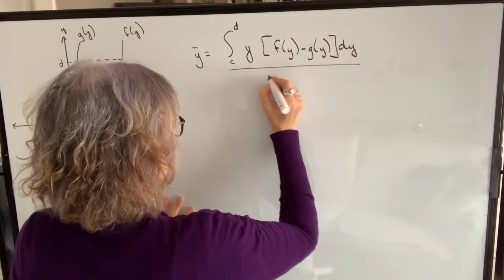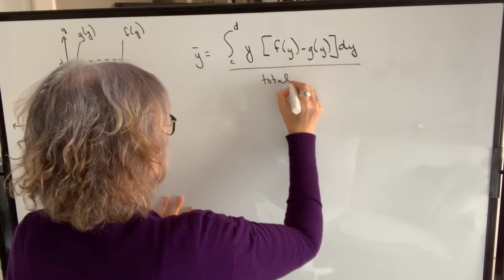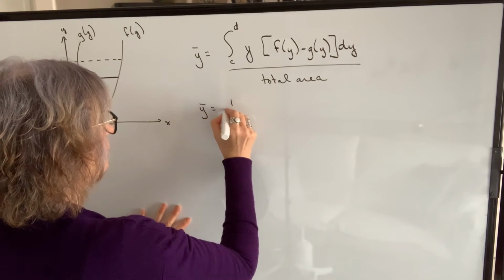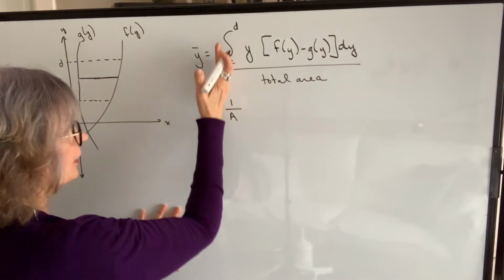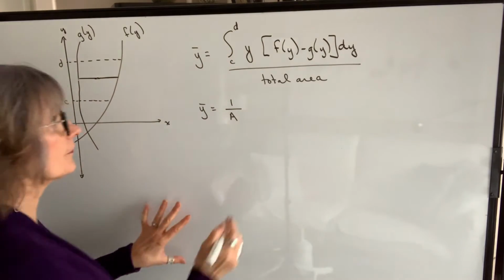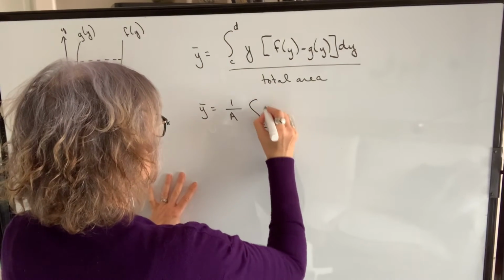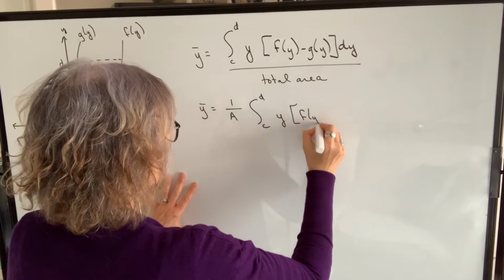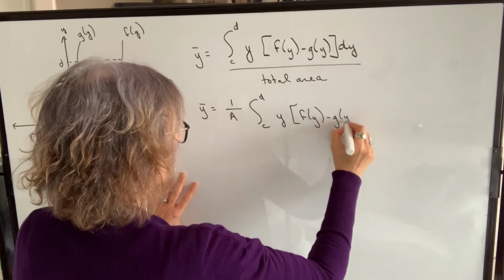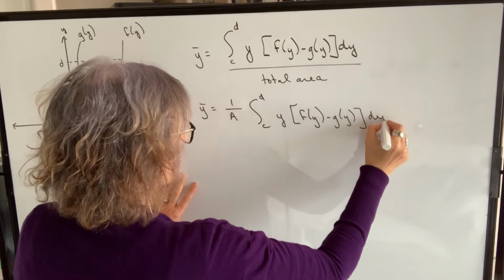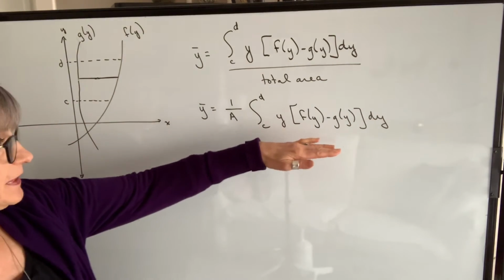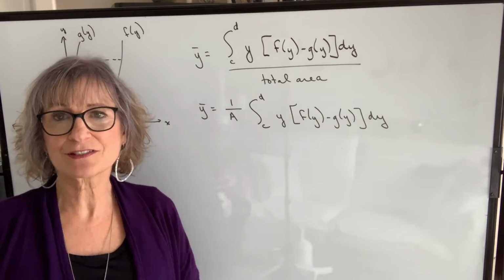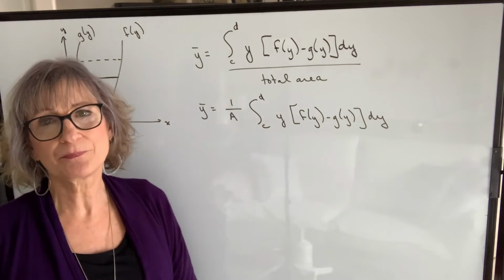That's the sum of all those first moments. We divide that by the total area. So we can simplify this formula, pull the area out of the denominator and just write it as 1 over A times the integral from c to d of y times f of y minus g of y. So it's the same formula basically as finding the x-coordinate when we were working with vertical rectangles, except now everything is in terms of y.